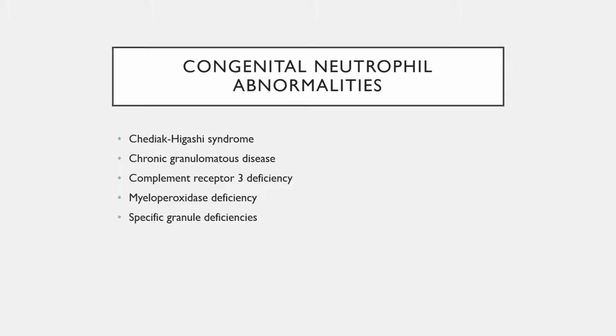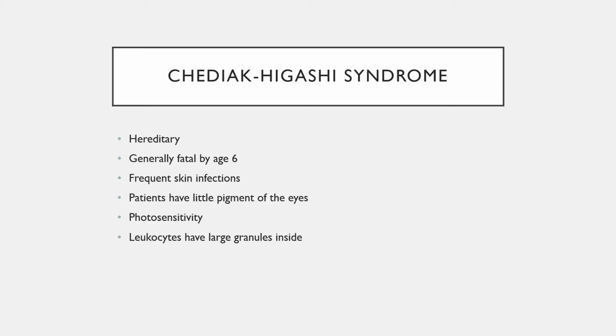That brings us to the congenital neutrophil abnormalities, and today we're going to cover Chediak-Higashi syndrome, chronic granulomatous disease, complement receptor 3 deficiency, myeloperoxidase deficiencies, and specific granule deficiencies. So let's start by discussing Chediak-Higashi syndrome. So Chediak-Higashi syndrome is a disorder of neutrophils. It is hereditary and it can be fatal by the age of 6.